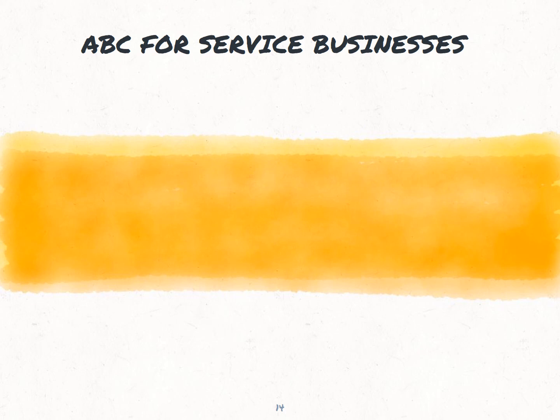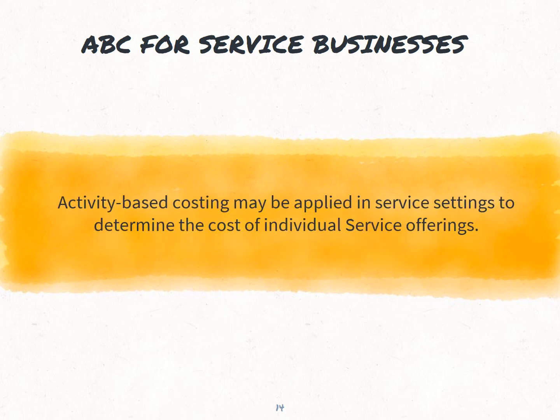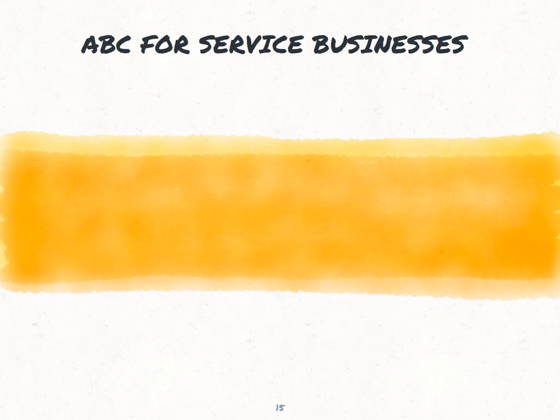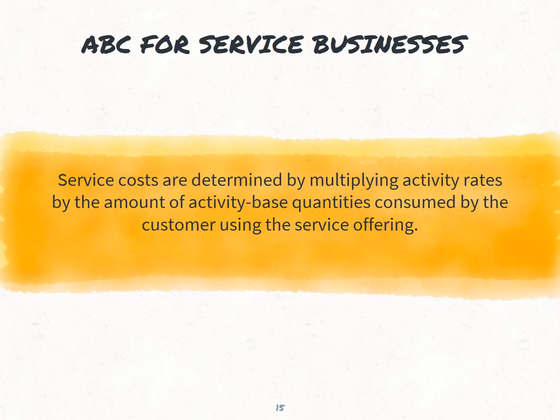On the other hand, service companies need to determine the cost of their services so that they can make pricing, promoting, and other decisions. The use of single and multiple department overhead rate methods may lead to distortions similar to those of manufacturing firms. Thus, many service companies use activity-based costing for determining the cost of services. Service costs are determined by multiplying activity rates by the amount of activity-based quantities consumed by the customer using that service offering.